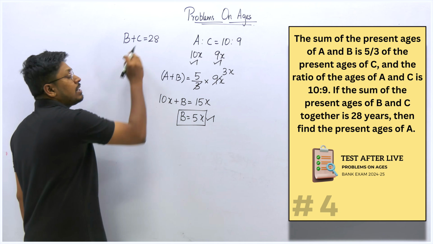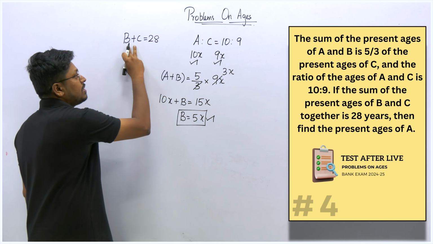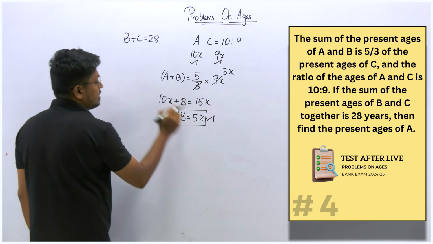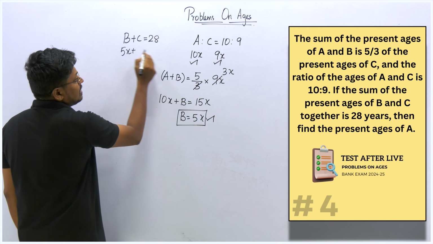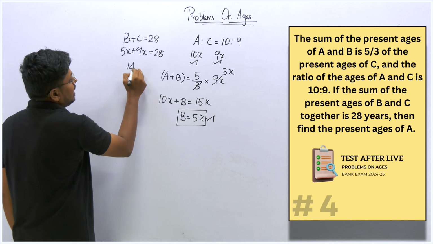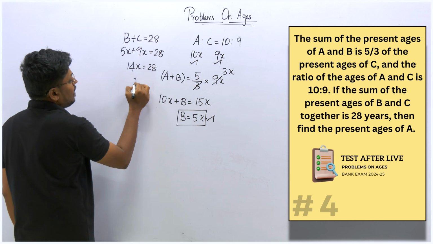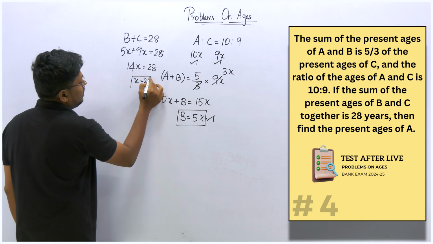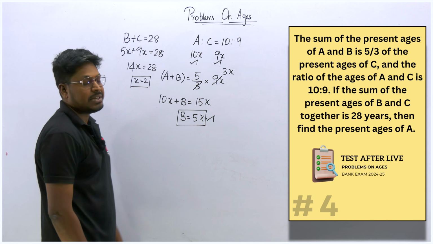So now solving the question will be easy. Why? Because the sum of B and C is equal to 28. B is how much? 5x. C is how much? 9x. Equals 28. So 14x is equal to 28. So x is equal to 2. So finally we got the value of x is equal to 2.